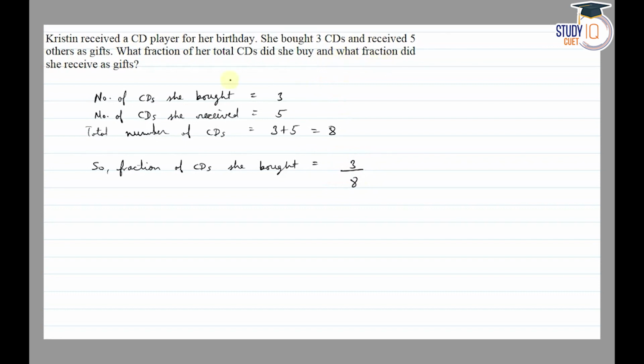Next, what fraction did she receive as gift? So fraction of CDs she received. So total CDs are हमारे पास 8 and she received 5. So required fraction is 5 by 8.